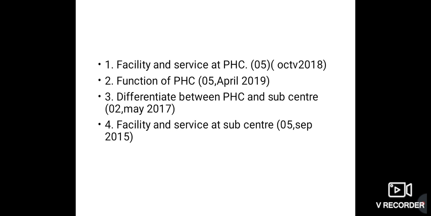So the first one is what are the facilities and services at PHC, functions of PHC, then differentiate between PHC and subcenter, facilities and services at subcenter. This PHC and CHC we will discuss in another slide separately. Now we are going to discuss the first one: what is a subcenter, and what are the facilities of a subcenter according to the IPHS.